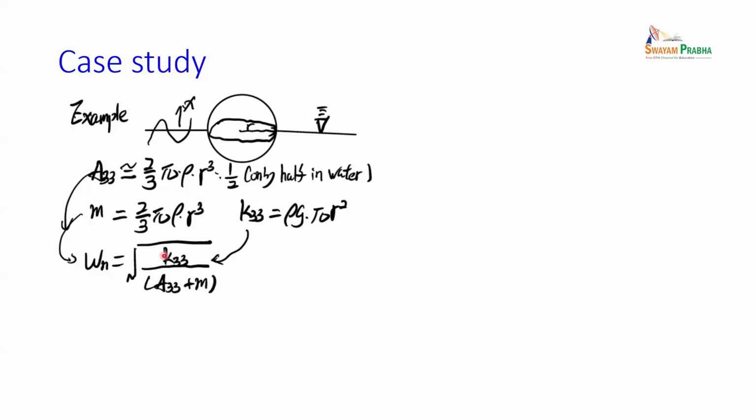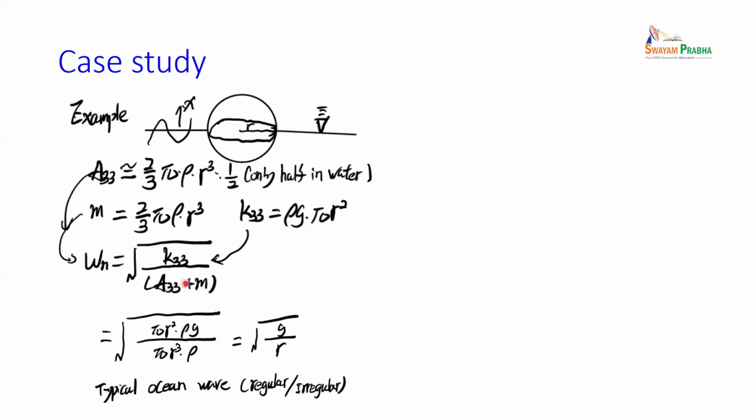Then you can calculate the natural frequency. The hydrostatic stiffness is rho g times pi r square, where pi r square is the cross-section area. Now you plug this in here. What you have is that the natural frequency is the square root of g divided by r. This expression is very, very simple, right? You have a ball in the system, half submerged, so your natural frequency is g divided by r.